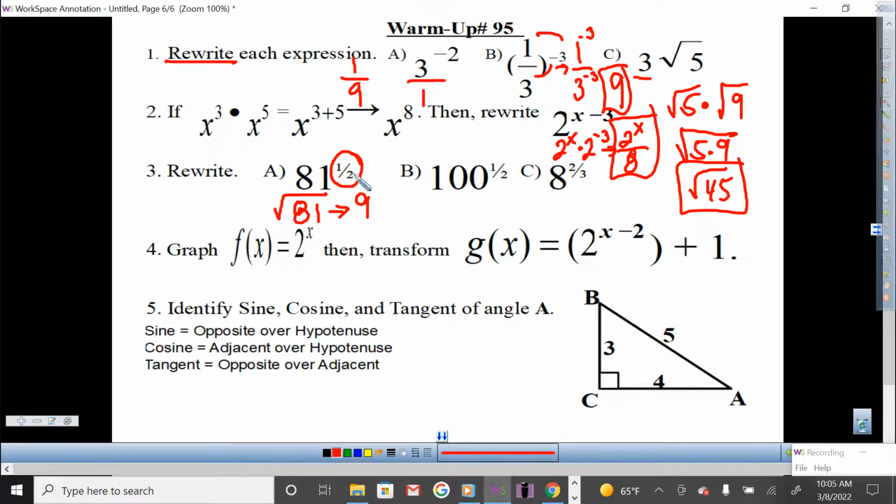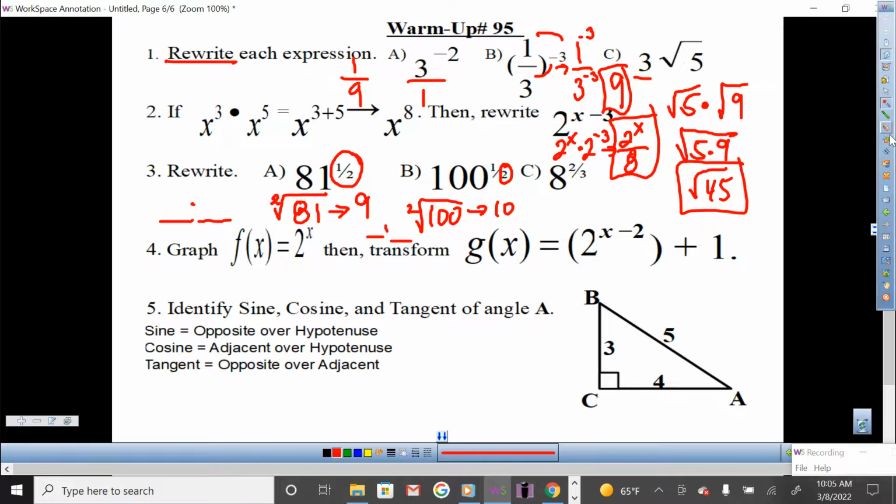Okay. Now, why is it square root, Mr. Q? Because this denominator, look up, the denominator of 2 is the index here, or the number that tells us what number times itself that number of times. How many times? Twice. What number times itself twice gives us 81? 9. So we can do the same thing with this one. Take the square root of 100, or this one is the index, so what number times itself 2 times gives us 100? That is 10.